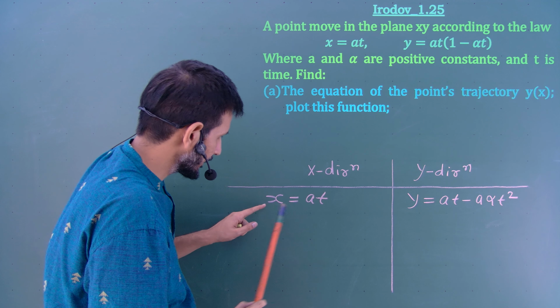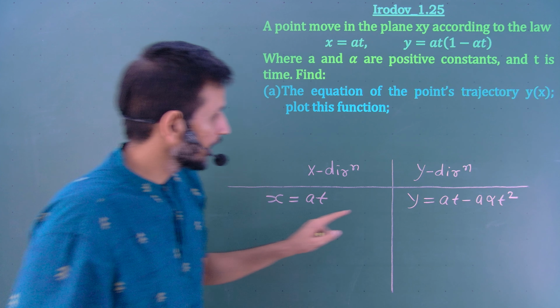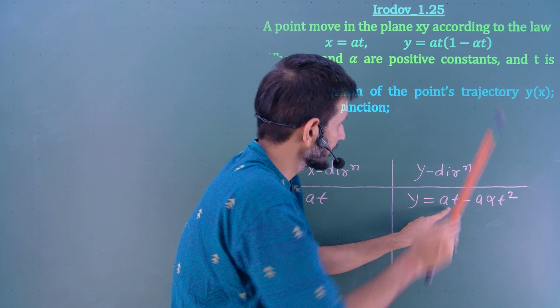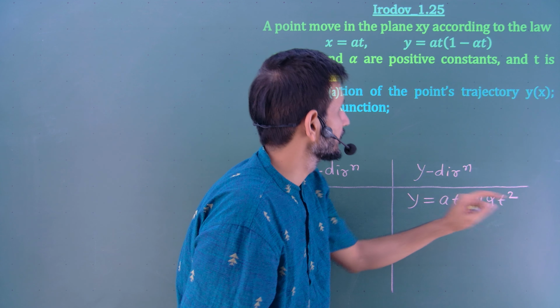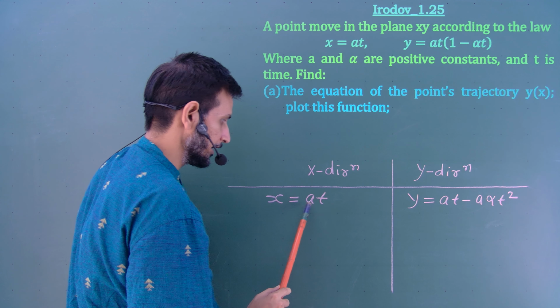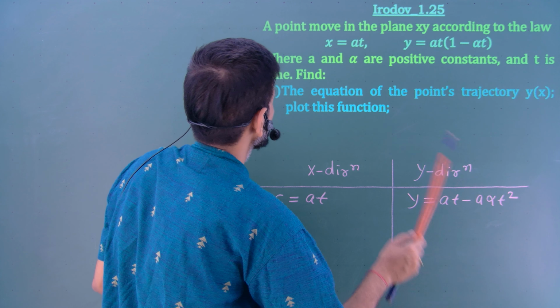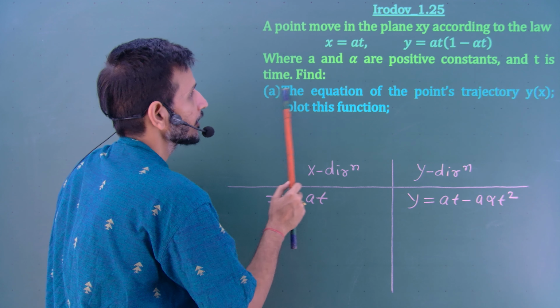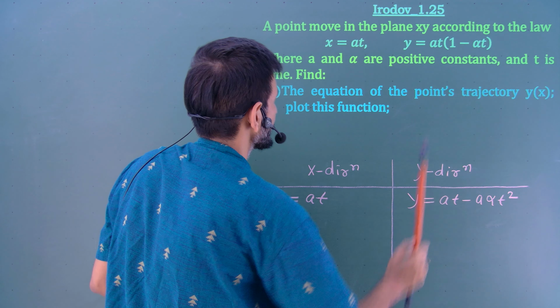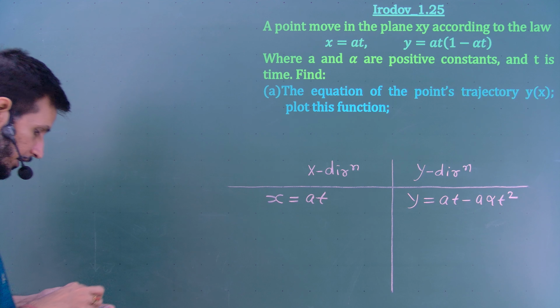So in the x direction, x is equal to a t and y is equal to a t minus a alpha t square, where a and alpha are positive constants. A is a constant and positive, alpha is also a constant and positive, t is time. Find the equation of the point trajectory. Plot this function.